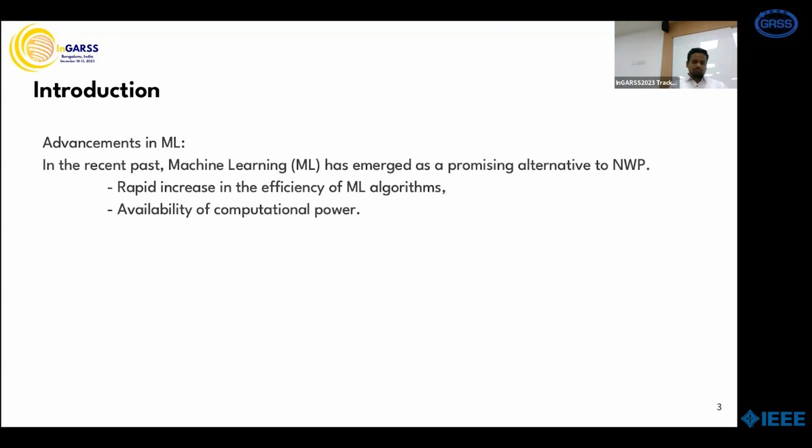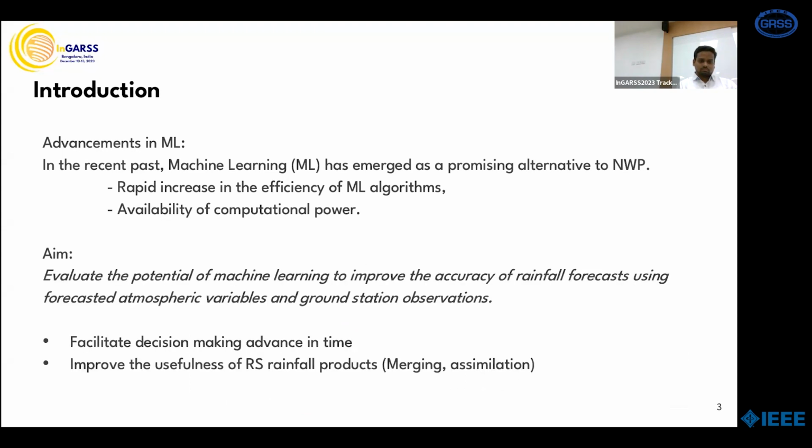With recent technological advancements, machine learning has become a viable substitute for complex numerical modeling systems. Therefore, the main aim of the present work is to evaluate the potential of machine learning to improve the accuracy of rainfall forecasts using forecasted atmospheric variables and ground station observations. The outcome from this work is expected to facilitate early decision making for stakeholders and to improve the usefulness of remote sensing based rainfall products by merging and assimilation techniques.